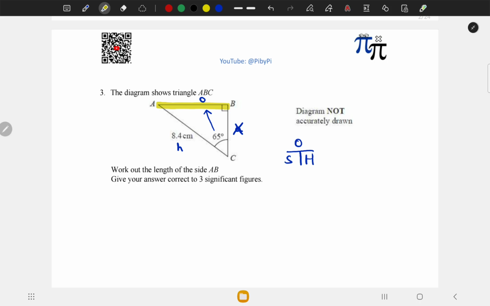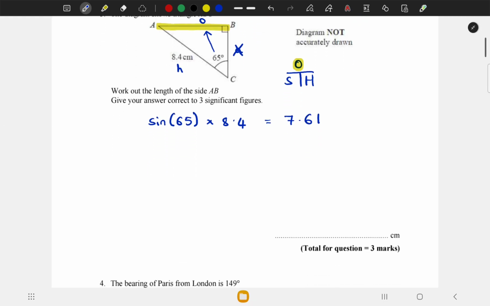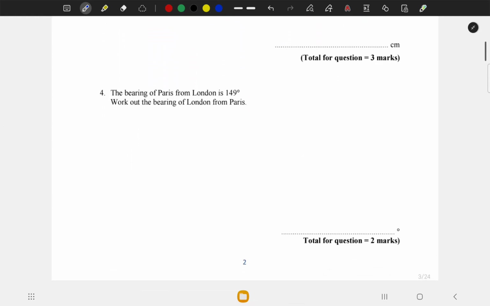And because I'm looking for the opposite, all I need to do is take these two and multiply them. The S stands for sin, so we're doing sin 65 multiplied by the hypotenuse, which in this case is 8.4. And when I work that out, I'm going to get my answer to be 7.61. All right, perfect. Let's move on to the next question.